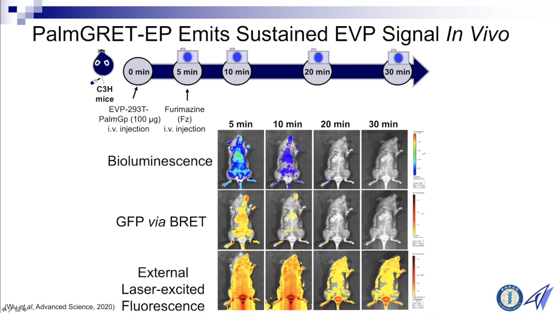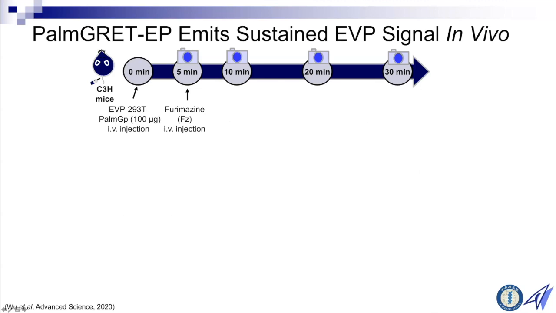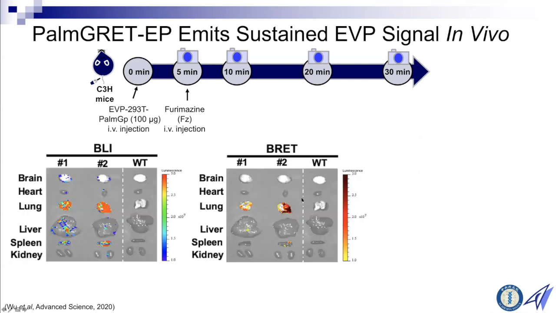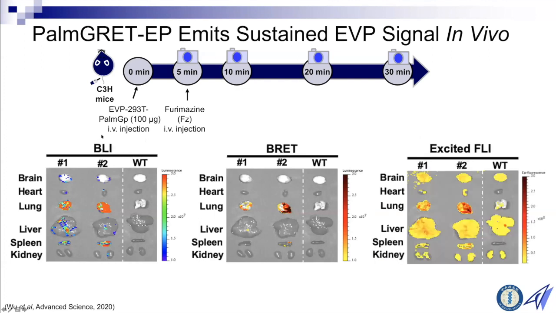And after that, we harvest the organs from those 100 microgram injected mice. Here we can see that, again, the signal is highest in the bioluminescence signal and then the BRET. And the excited fluorescence also shows the off signal compared to the bioluminescence signal and then the BRET-induced fluorescence signal. And here we can show that most of the injected EVs go to the lung first, followed by spleen and then liver.